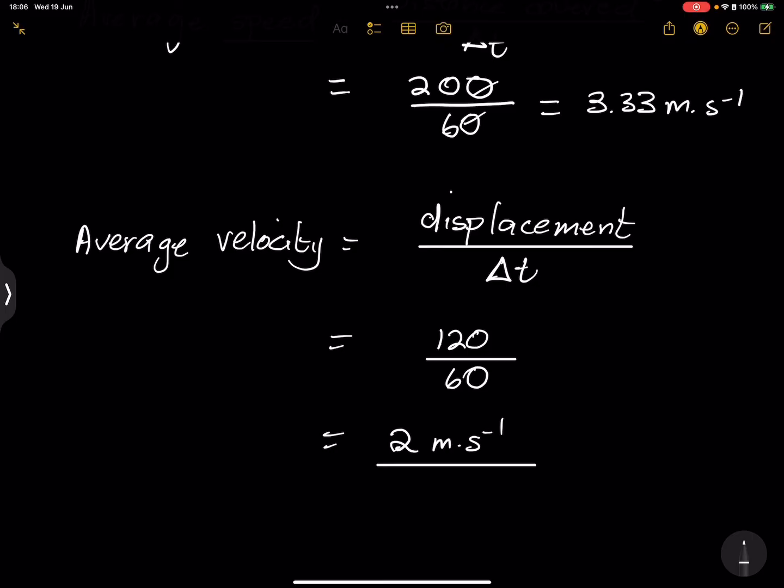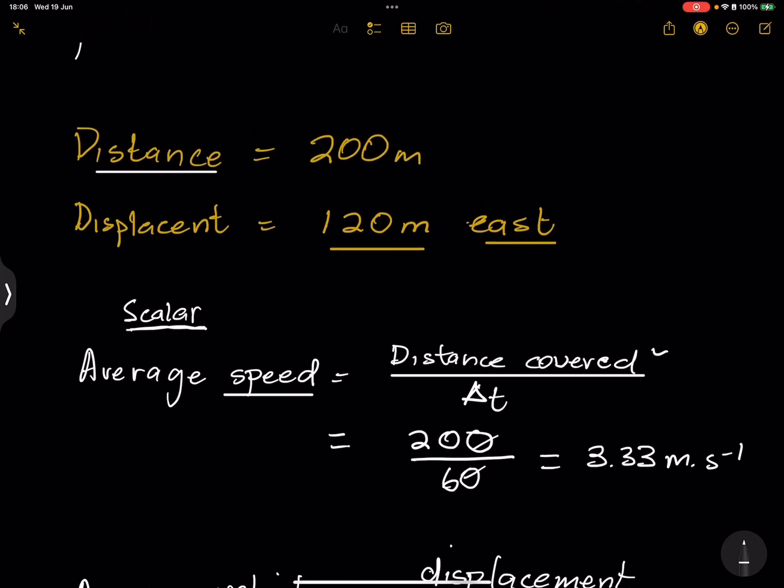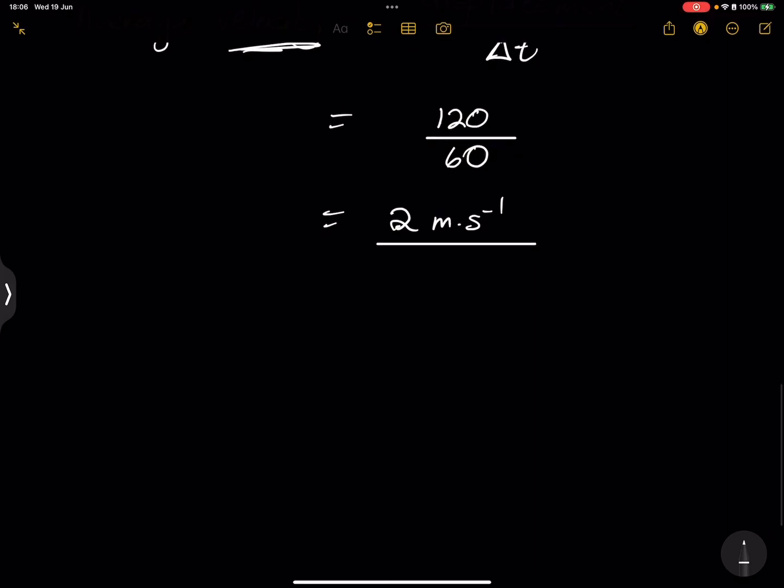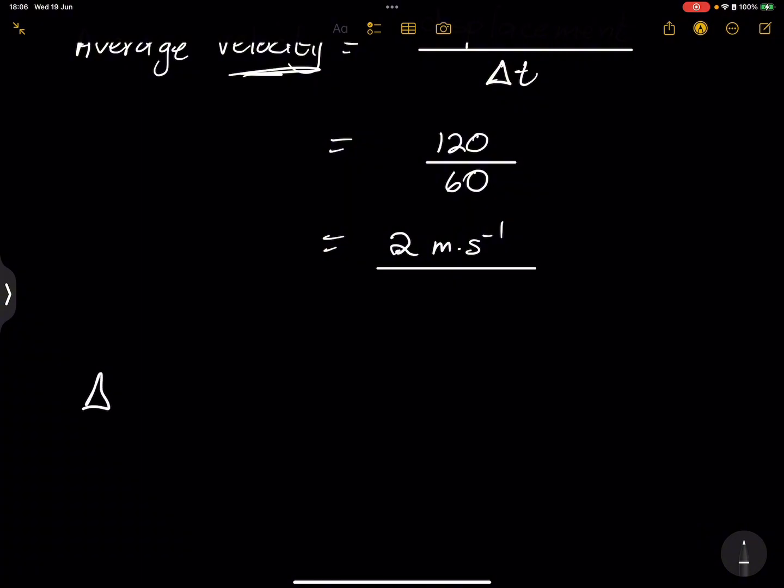Right, so please note in this case, we always use average velocity. We use displacement over time, and for average speed, we will use distance divided by time. Now, let's just consider very quickly, what is displacement? Remember we said whenever we calculate displacement, it's going to be the final position minus the initial position, right?